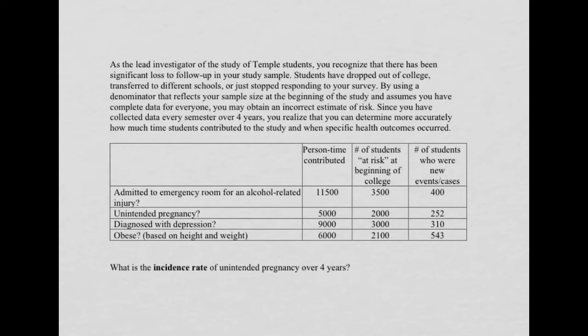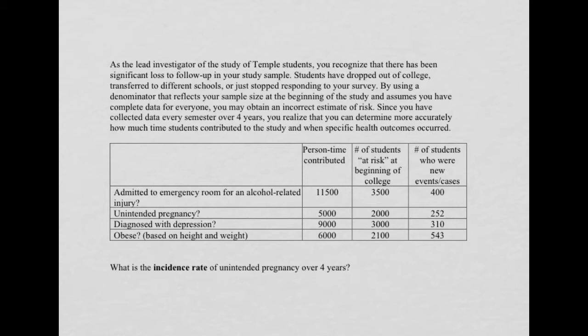As the lead investigator of the study of Temple students, you recognize that there has been significant loss to follow-up in your study sample. So basically, people are gone. They're transferring colleges, some dropped out, or some have just stopped responding to your survey. So there's a dynamic population here. People are moving, and you're not able to track them.